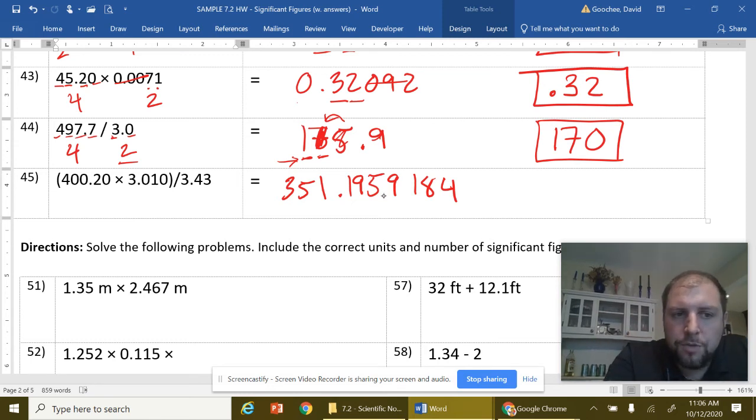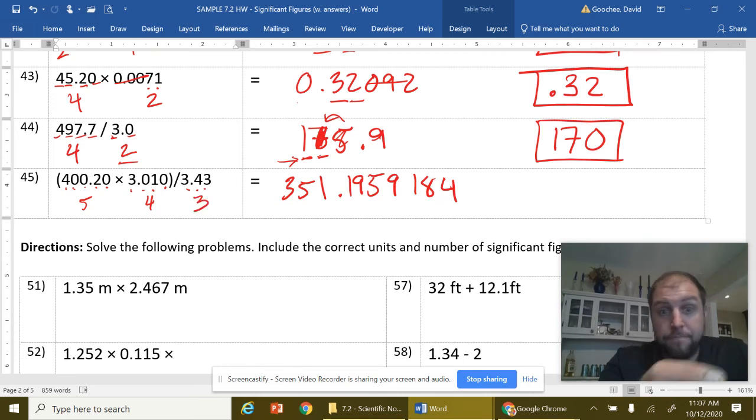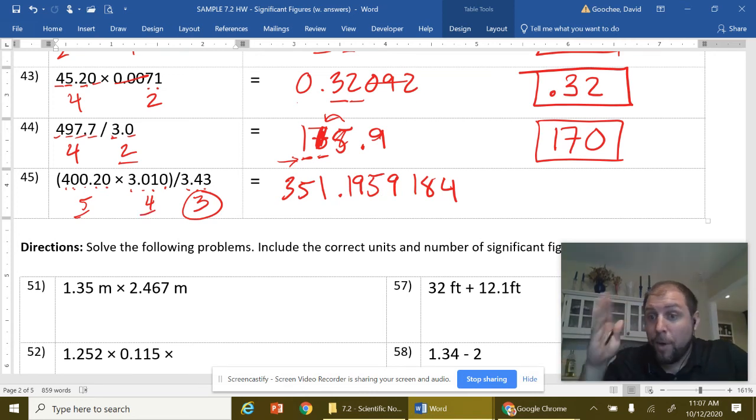So 400.20, there's a decimal point in the middle of it, so everything counts. 5 significant figures. This next number, once again, a decimal point in the middle of it, so everything counts. 4 significant figures. This last one here, a decimal point in the middle, so everything is significant. 3 significant figures. The worst number going in is this. It's rounded to 3 significant figures. So it doesn't matter that this was 5 and this was 4. We have to round based on the worst, most rounded number with the least significant figures going in. The most rounded number had 3 significant figures, so our answer has to have 3 significant figures.